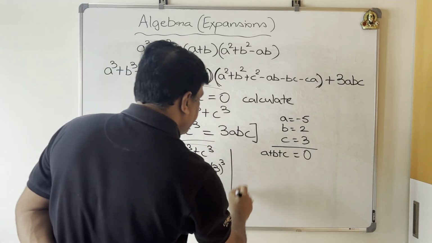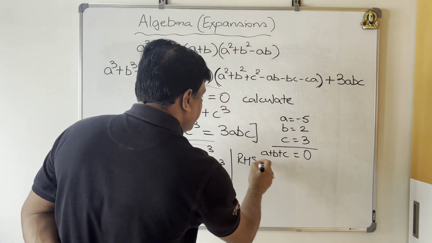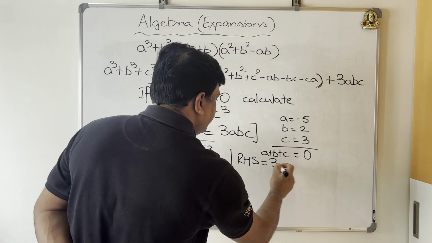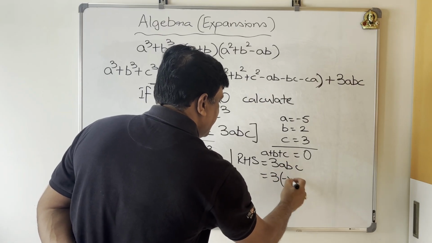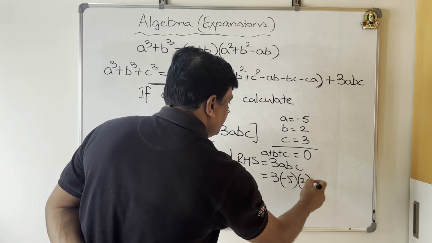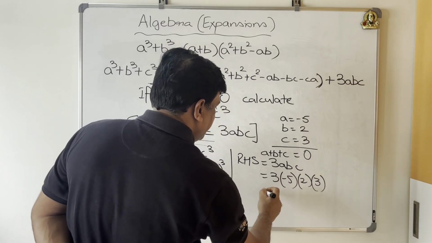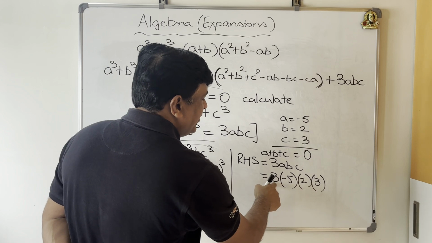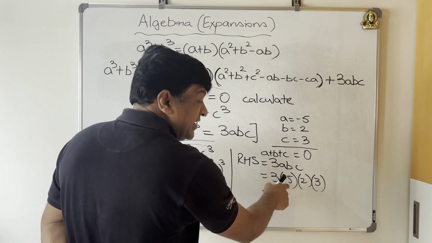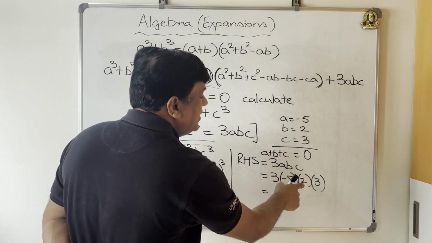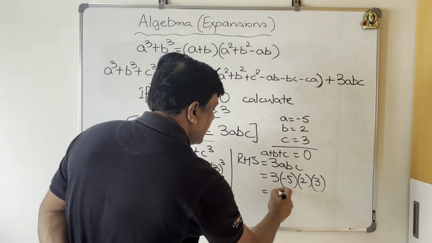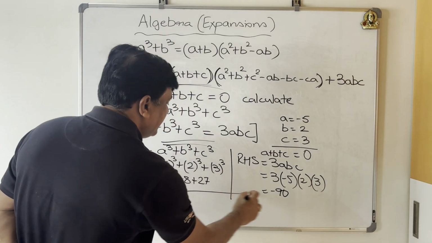So let's go to the right hand side. What do you have on the right hand side? The right hand side is equal to 3abc. So let's put the values. a is -5, b is 2 and c is 3. Let's multiply. 3 into -5 is -15. -15 into 2 is -30. -30 into 3 is -90. Look at it. These two values are the same.